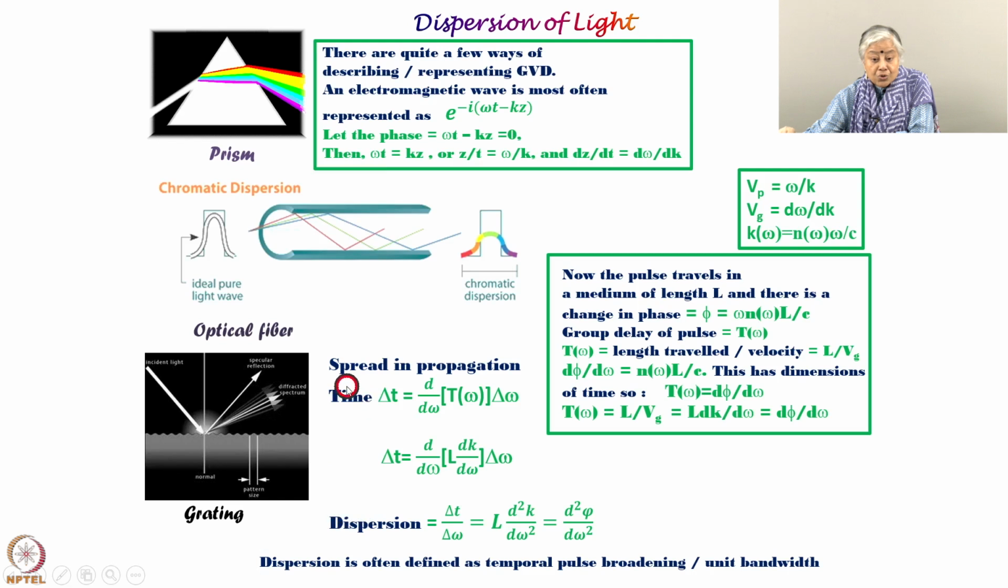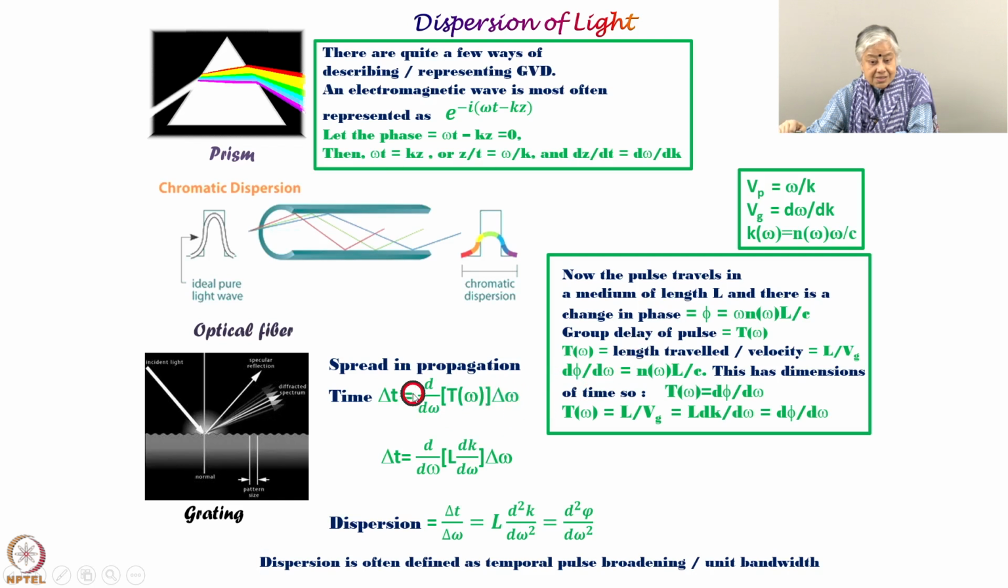Now, we want to know the spread in propagation time. That was our original aim. How to get about this chirp, and what is the spread in time that we have because of the involved frequencies. We must know that. So, here the spread in time, I call it delta t, is equal to d by d omega of T(omega) times delta omega. Of course, the spread in time is a function of omega.